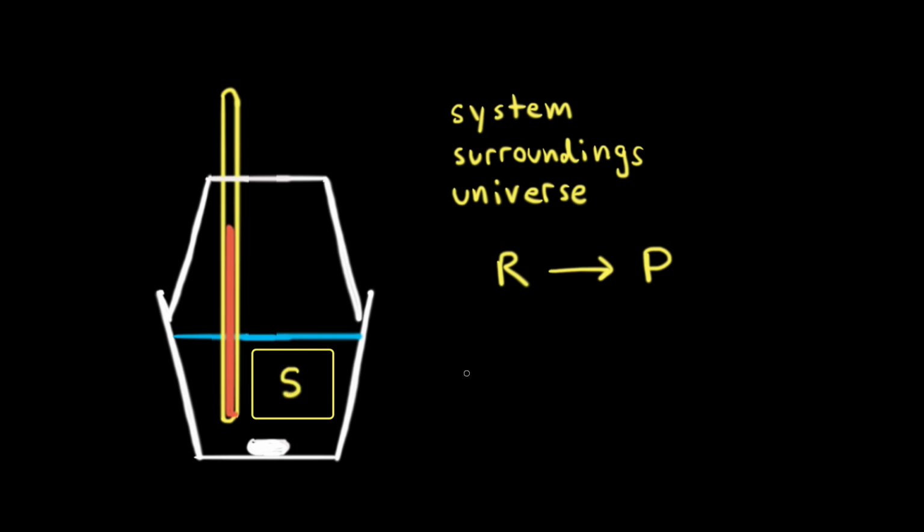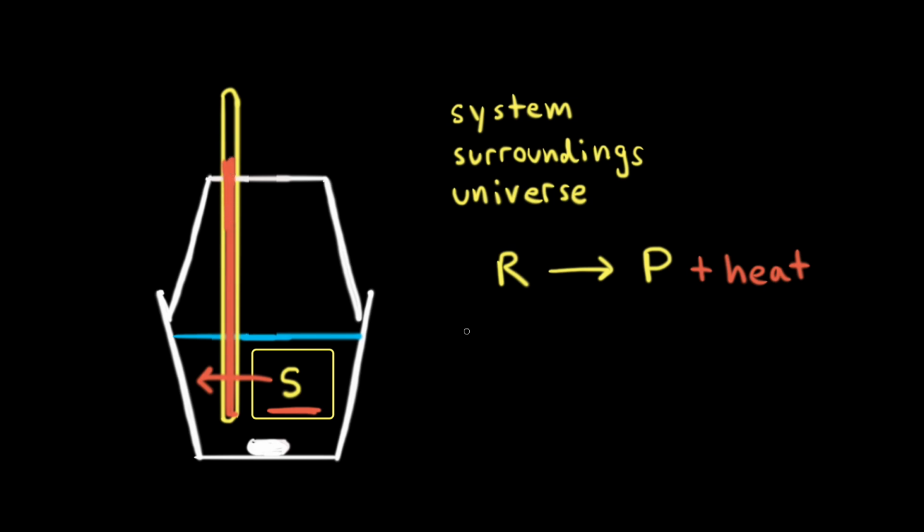So the reactants and the products make up the system. That's what the S stands for here in our calorimeter. That's our system. Let's say we run a reaction, and in the reaction, heat is given off. In that case, heat would flow from the system to the surroundings, and so the temperature of the water would increase. We would see that as the temperature increases on the thermometer.